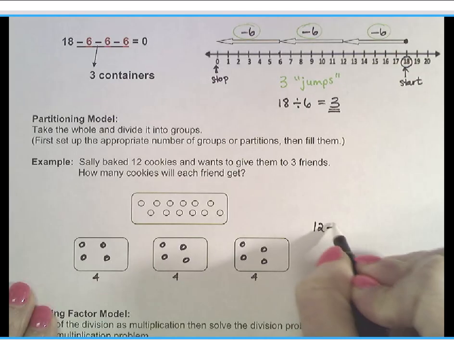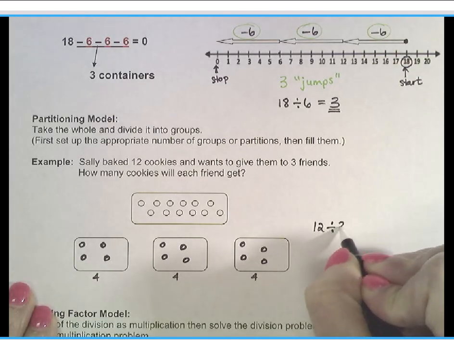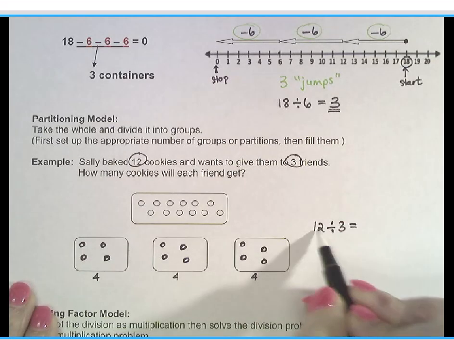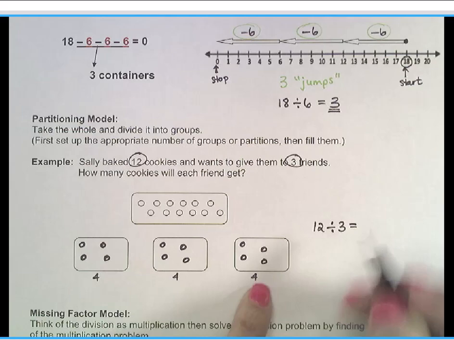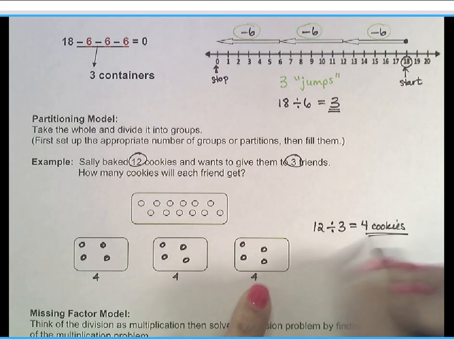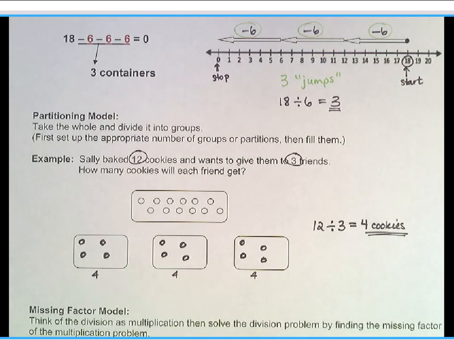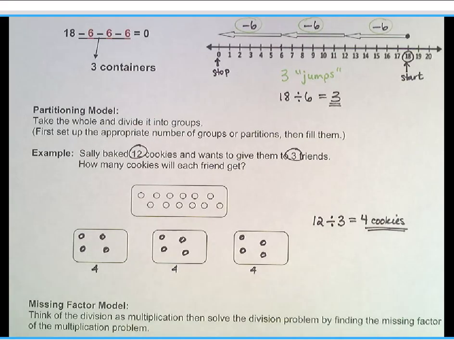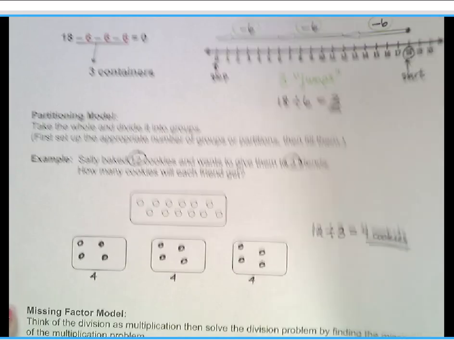So 12 divided among 3 friends, because the 12 and the 3 is what was provided in the problem. So 12 divided by 3 equals the number of cookies on each plate. So the answer is how many are sitting in each group. So 4 cookies each is what each friend would get. That's called partitioning, where you go 1, 1, 1 over and over and over again. Which is really inefficient if the numbers are large. And if you get a remainder, it's a problem too.